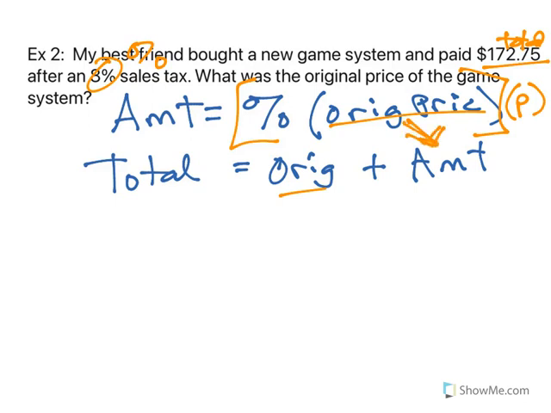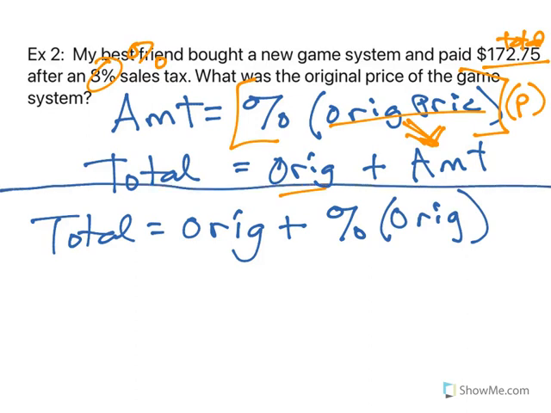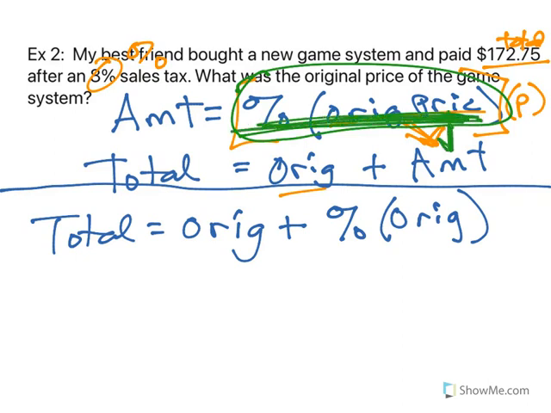So I can say the total is the same as the original plus, instead of the amount, I'm going to plug in percent times the original price. So do you see what I did there? If we know that the percent times original price is the same as the amount, then I just substituted the right side of this equation into the amount of the second equation. Now I can plug in all of the numbers that I know.